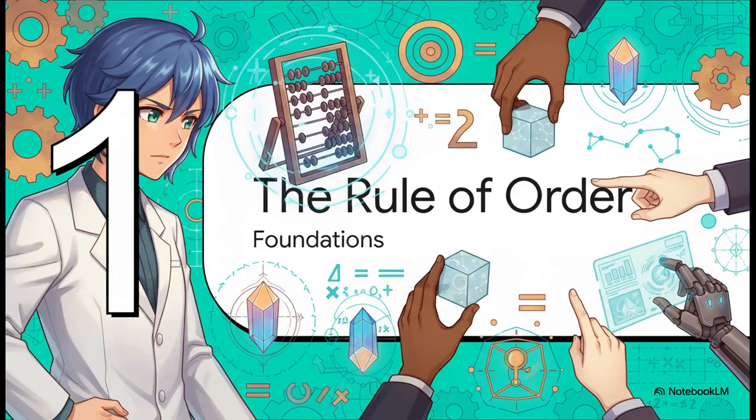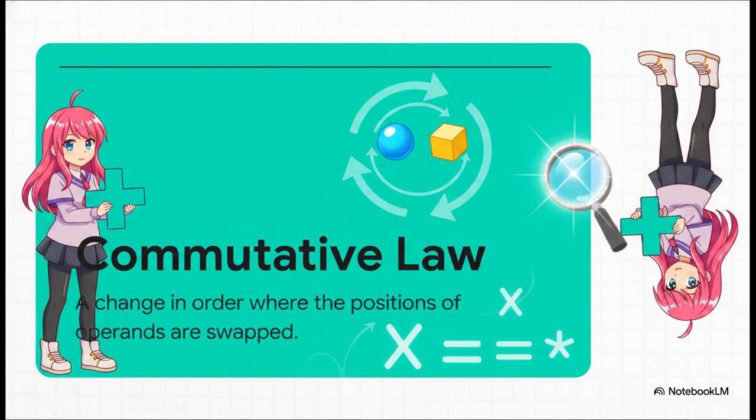Section 1, the rule of order. Before we can start breaking the rules of the universe, we need to establish the absolute foundation of what this mathematical property actually is and what it claims to do. Simply put, the commutative law is a rule defining a change in order. That's the whole core concept right there.